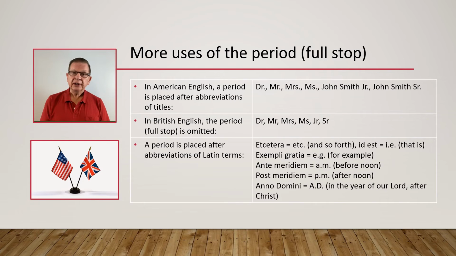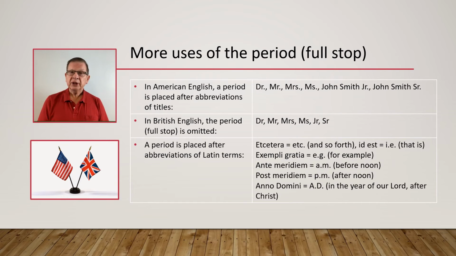In American English, a period is placed after abbreviations of titles: Dr., Mr., Mrs., Ms., John Smith Jr., John Smith Sr., etc. In British English, the period or full stop is omitted: Dr, Mr, Mrs, Ms, Jr, Sr.